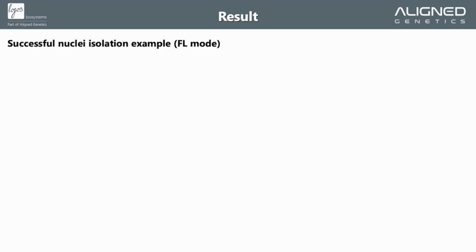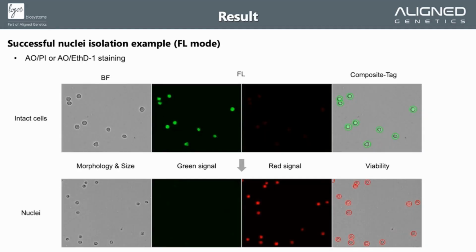And knowing this criteria, let's say you have successfully isolated nuclei imaged using fluorescent mode. In the bright field images, it should be easy to distinguish between intact cells and nuclei. You can ensure there's no remaining cytoplasm or irregularly shaped nuclei. In the fluorescent images, green signals should only be visible from intact cells, while red signals should originate from isolated nuclei. Moving to tagged images, you will see a significant change in viability from almost 100% to almost 0% after nuclei isolation.